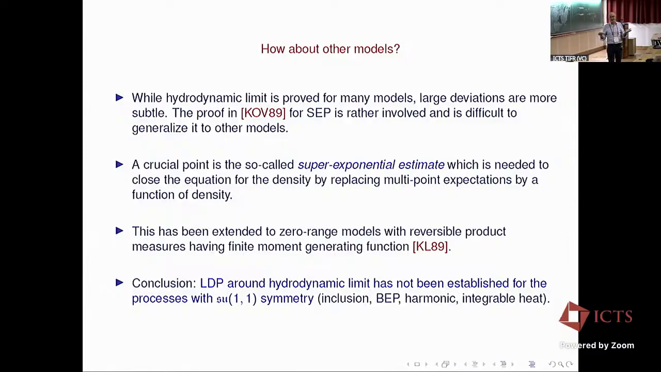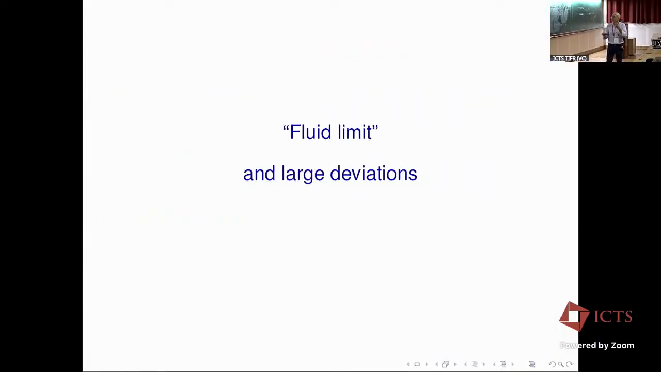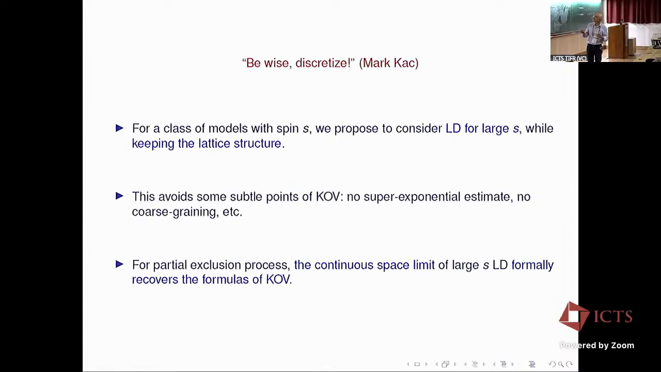Then what can we do? Okay, so here is the proposal that we would like to put forward. The proposal is to split the hydrodynamic limit in two steps. When you do hydrodynamics, you simultaneously scale space and time diffusively for a diffusive system. So our proposal is, you can encode it in this sentence of Kac: be wise, discretize. So keep the lattice structure.